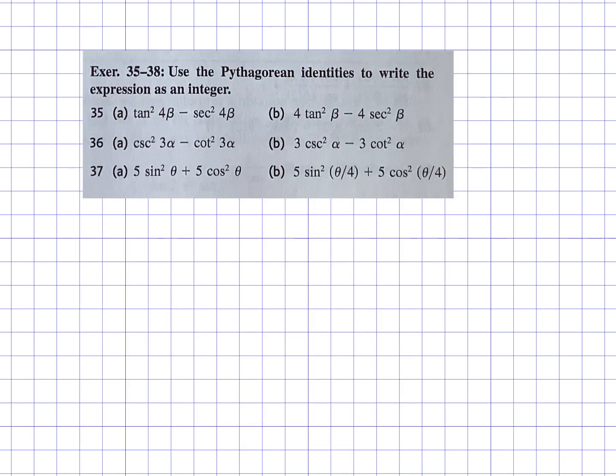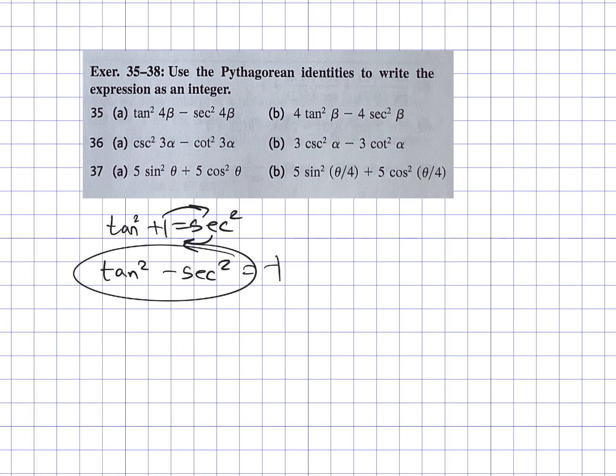Use the Pythagorean identities to write the expression as an integer. Okay, so on 35, tangent squared plus 1 equals secant squared. So how do we make that look like that? So tangent squared minus the secant squared, if we subtract the secant squared and then subtract the 1, we know that the tangent squared minus secant squared doesn't matter what your angle is, as long as those two are the same, then this Pythagorean identity holds true. So 35 is -1. That's the answer.